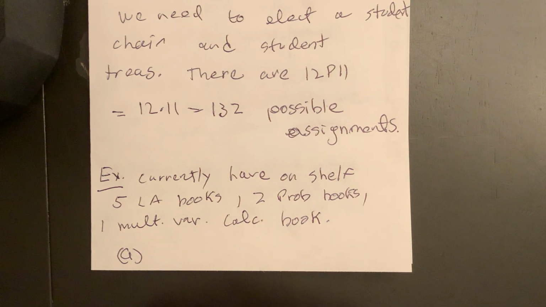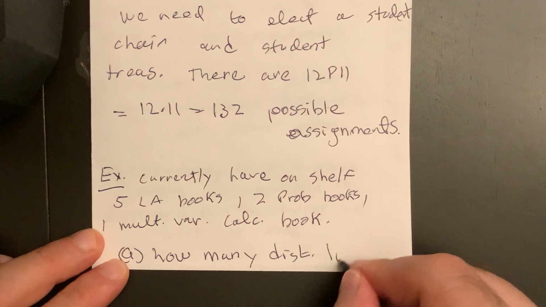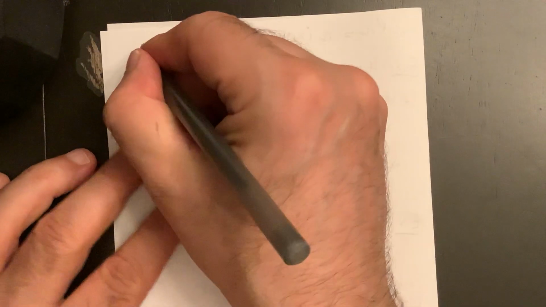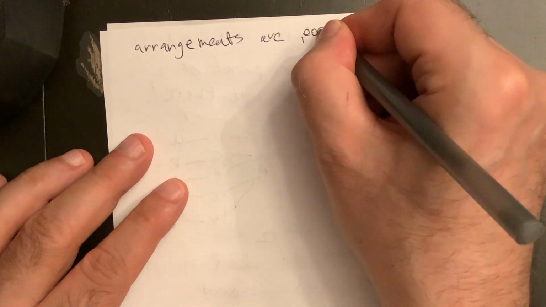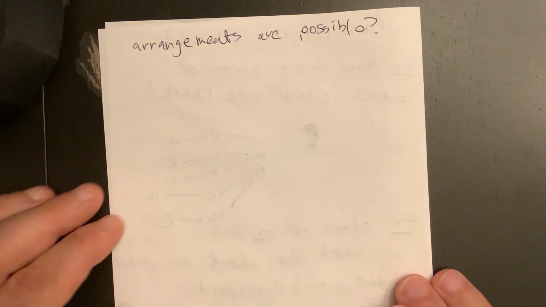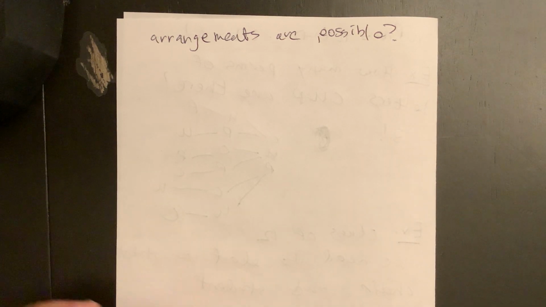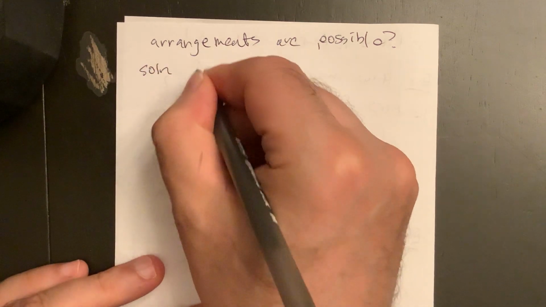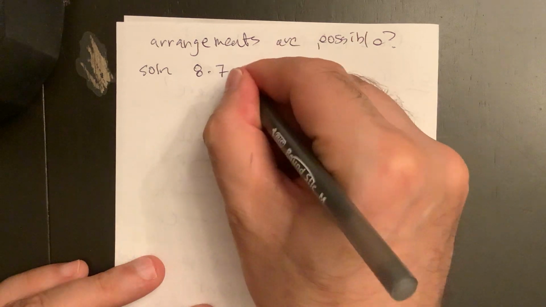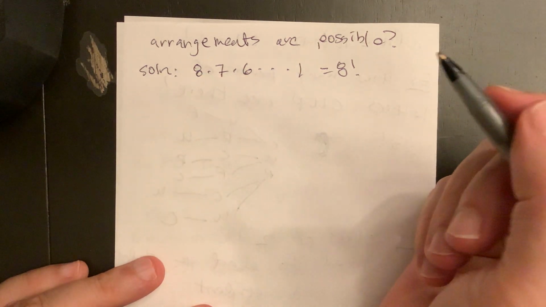If I want to arrange them linearly, like on a bookshelf, how many distinct linear arrangements are possible? Well, you remember 5 linear algebra, 2 probability, 1 multivariable. So if I can mix them any way, and I do care about left to right, right to left, then it's just all the ways I can put the leftmost one, which is 8. So the solution is 8 times 7 for the next, because for each of these there are 7 left, 6, dot dot dot down to 1. This is 8 factorial.